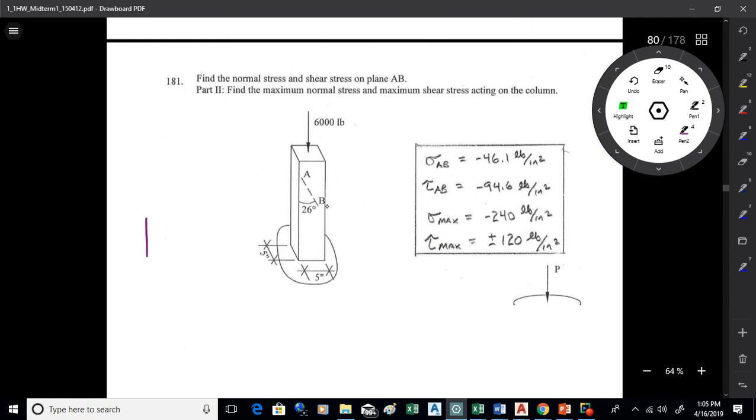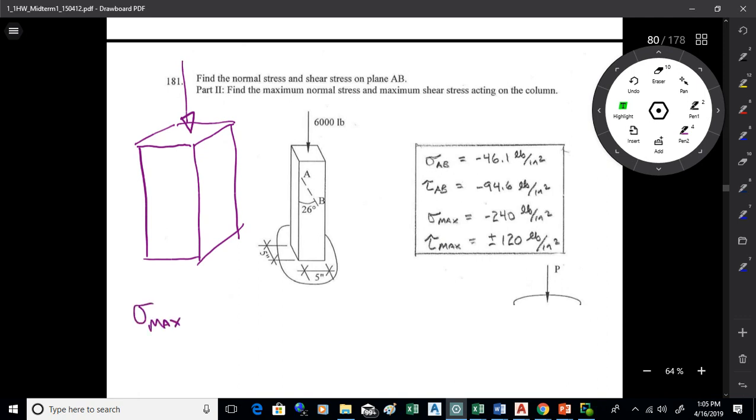So if here's our column, and then we put this load on here, if we want to find sigma max, what plane would that stress act on, sigma max? Sure. Yeah, no, that sigma is normal stress. So what plane would the maximum normal stress act on? Yeah, just a straight up plane, right?